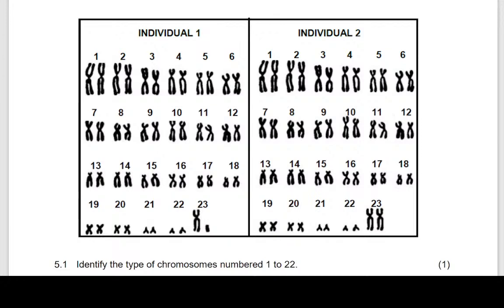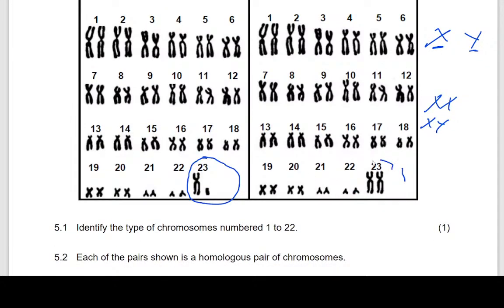Let me show you here. X and Y. X is longer, bigger than Y. Therefore, if the 23rd pair has the same size of chromosome, then we shall say that is a female. And if it has different sizes of chromosomes, we're going to say that is a male. Why? Because, remember, XX is a female. XY is a male. So this is a female, this is a female, and then this is a male.